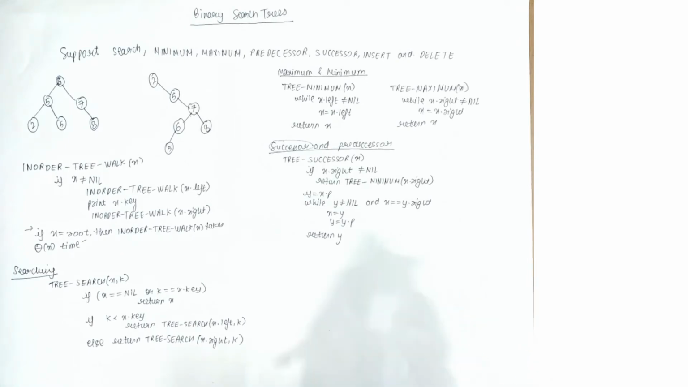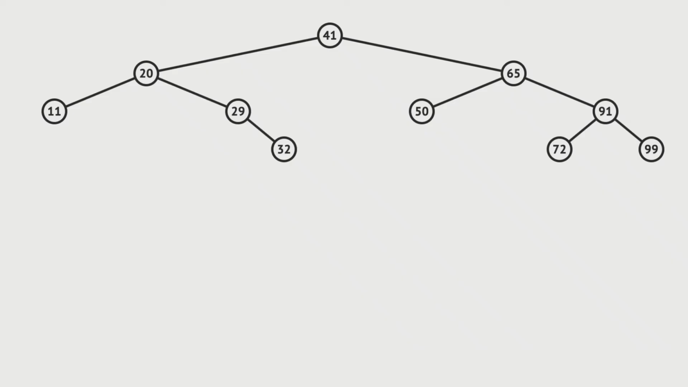So now let us see an example of how to find the successor. Suppose we want to find the successor of 41. In this case, the right subtree of 41 is not empty, so we will basically find the minimum value in the right subtree, which is 50, and 50 is the successor of 41.